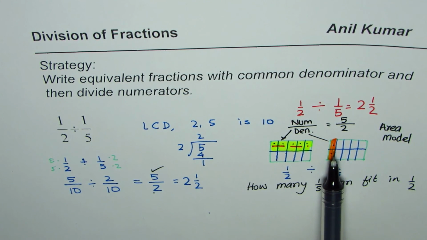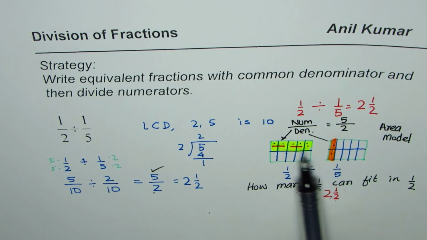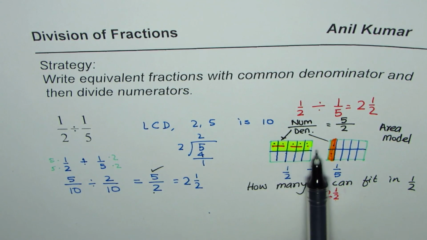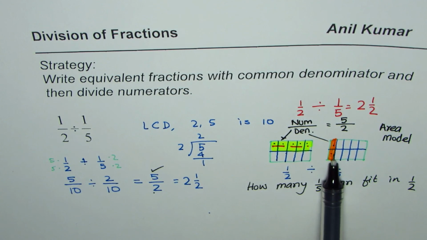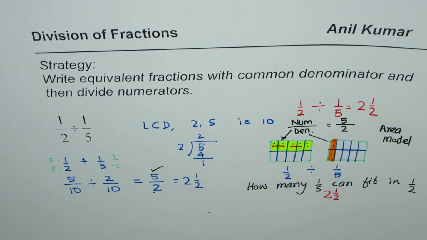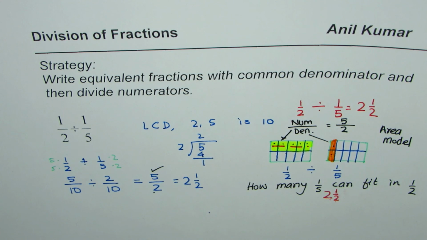And therefore, the answer for this is the number of cells in the first one gives the numerator, divided by the number of cells in the second one. So that's an easy way of finding the solution.